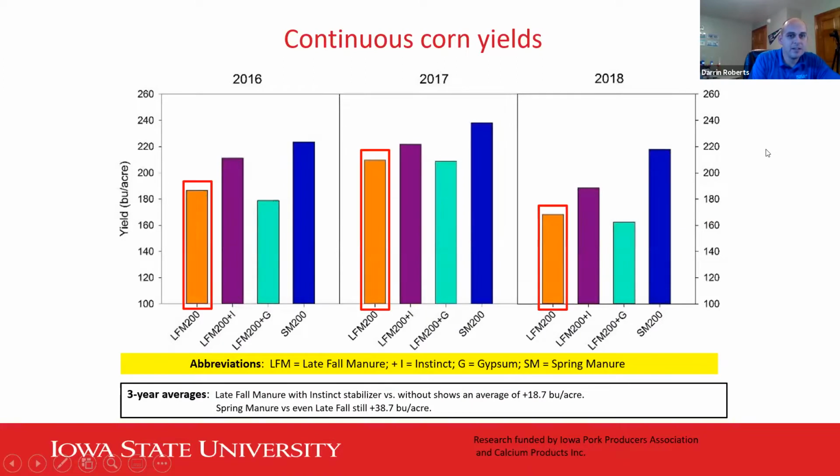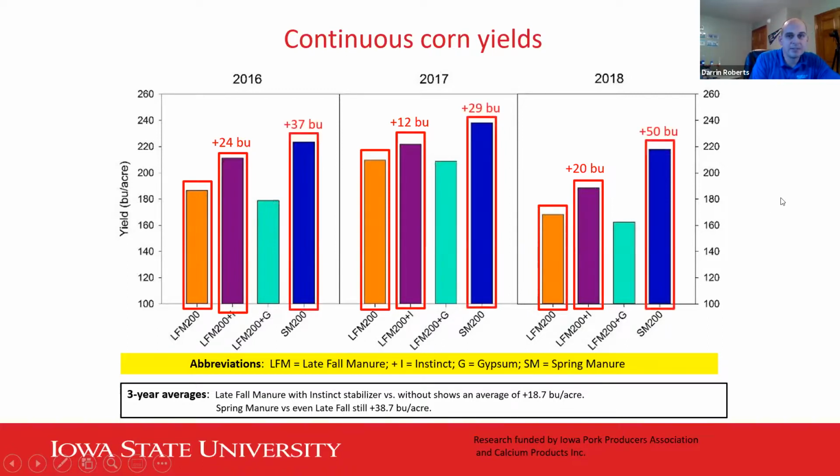And then the other component to this is looking at a late fall manure application compared to using a stabilizer. They did in each of the years see a benefit to including that stabilizer. Same thing with that though, spring application would be best, but in the fall there is a benefit to pushing those applications later and including a stabilizer with it.